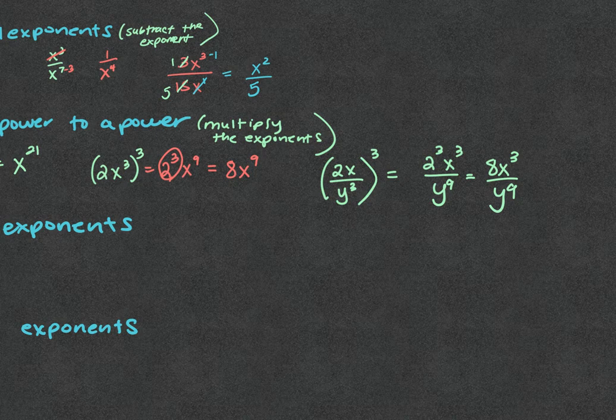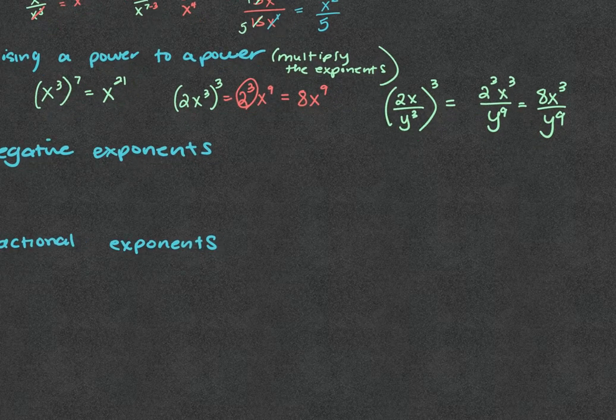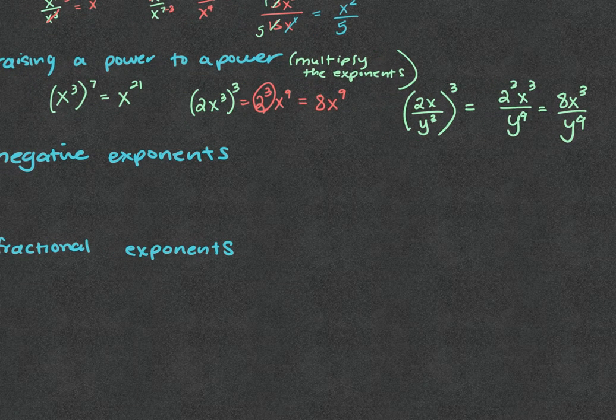Joey? What if that 3 was negative? Then you flip it. So that's a good segue. Negative exponents was next, right? So the negative exponents with these, we move numerator to denominator or denominator to numerator.